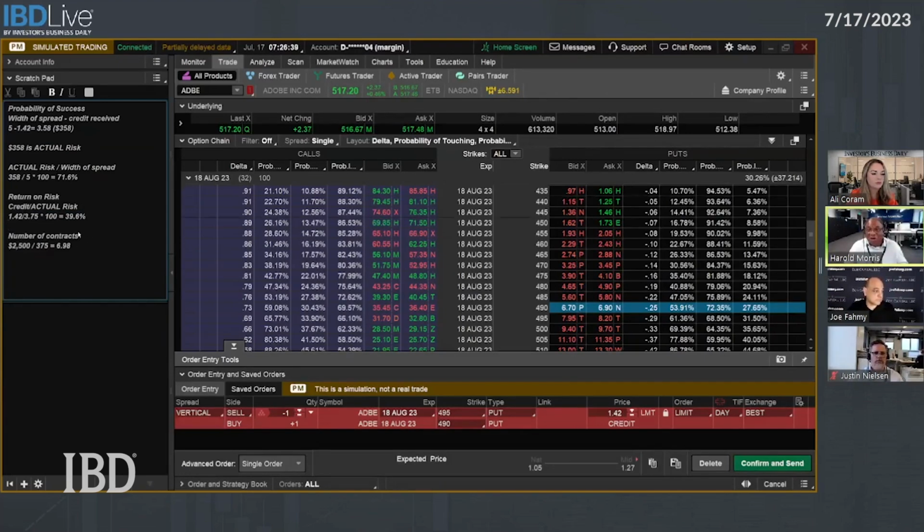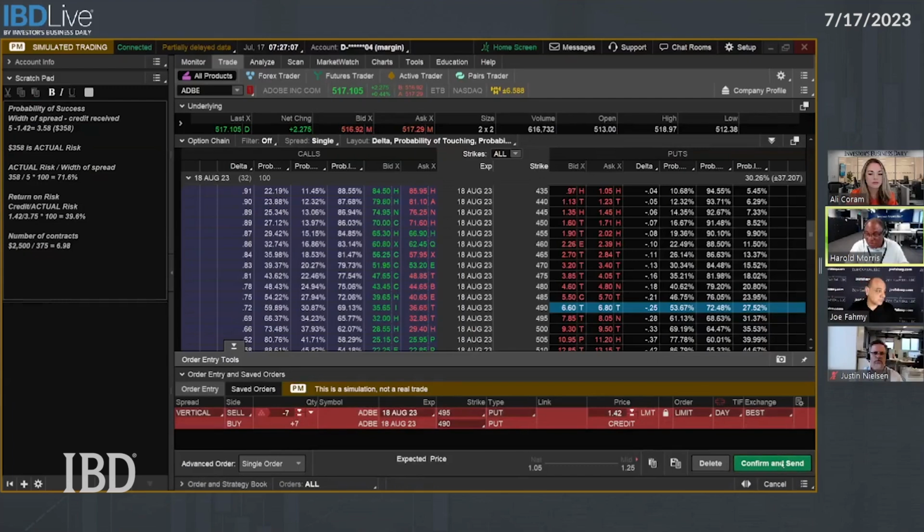Now, based on all the numbers and what we've gone through so far, how many contracts are we going to buy? We decided that we're going to put $2,500 into this trade. That's based on the size of our account and our level of risk, and that's going to give us 6 contracts. You can up it to 7, so that's what I'm going to do. I'm going to go down here and increase it to 7.